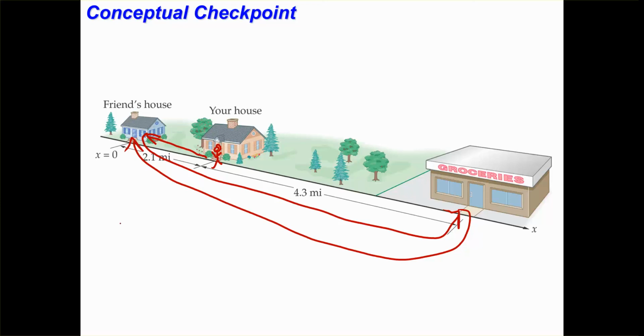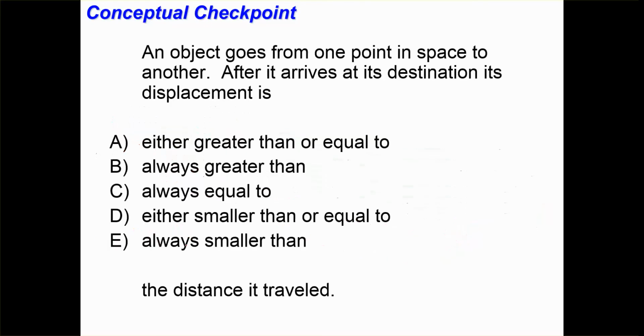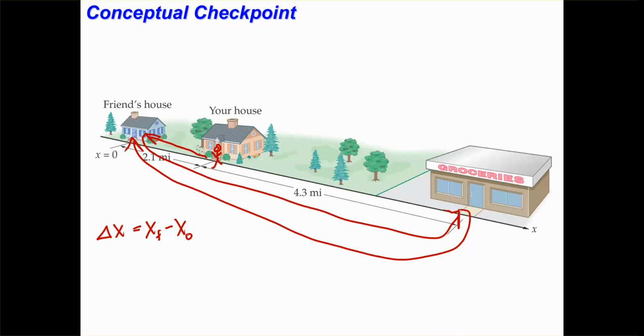Well, what is your displacement? Your displacement, or your change in position, being final minus initial position, starts with initial position being, well, if we call your friend's house a position of 0, and your house is 2.1 miles away, we'll call this 2.1 miles. Where do you end up? You end up at 0 miles. So your displacement is simply -2.1 miles, where the negative indicates you ended up 2.1 miles behind or in the negative direction relative to your house.